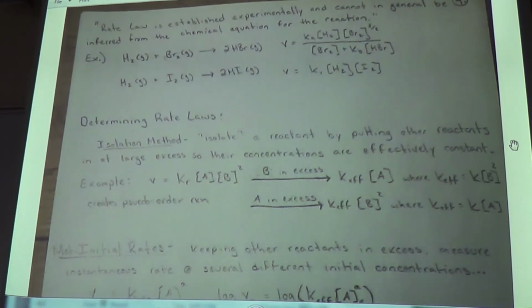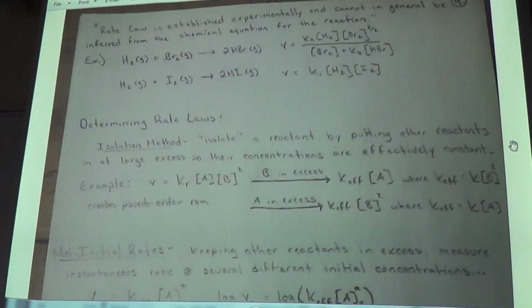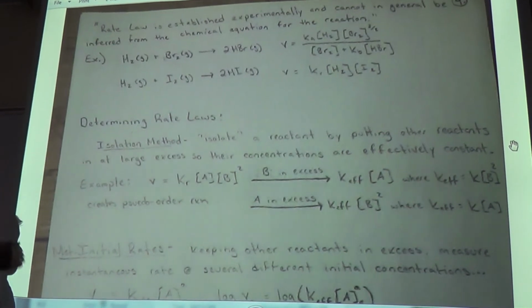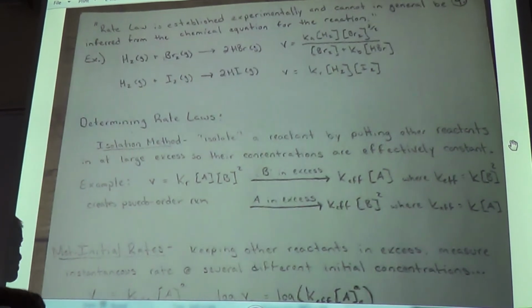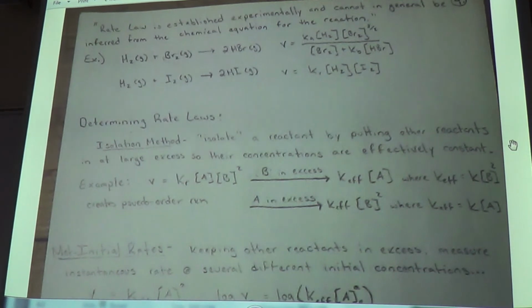Okay? Do the same thing with A. If you raise the concentration of A to excess, then you have an effective rate law that goes as the concentration of B squared. This is called creating a pseudo-order rate law.